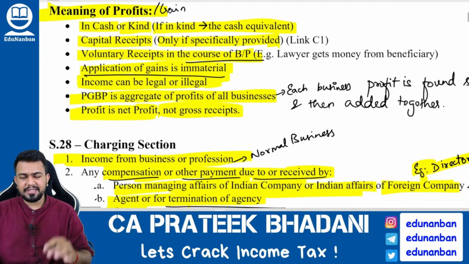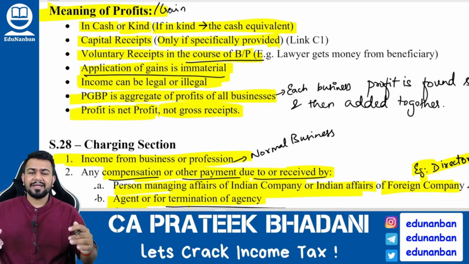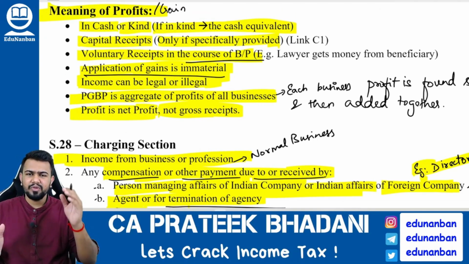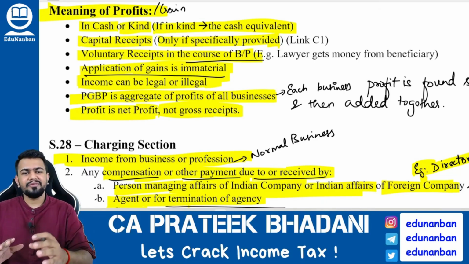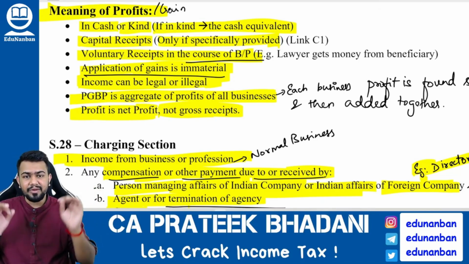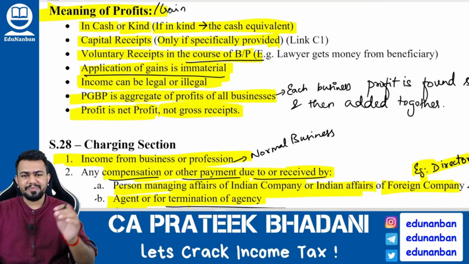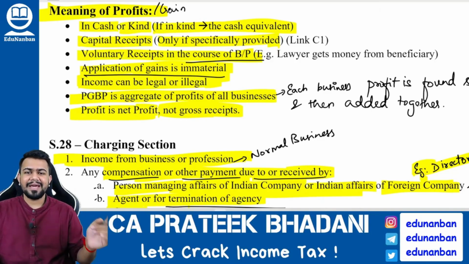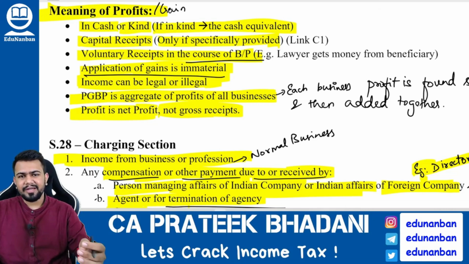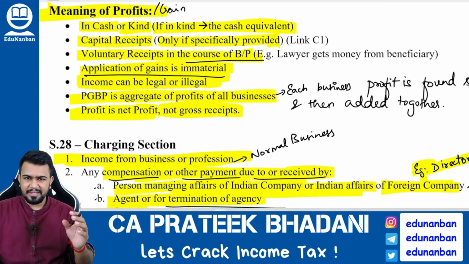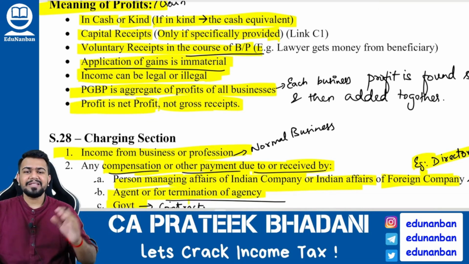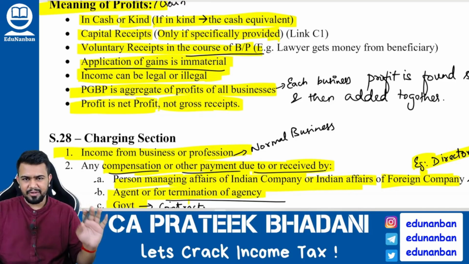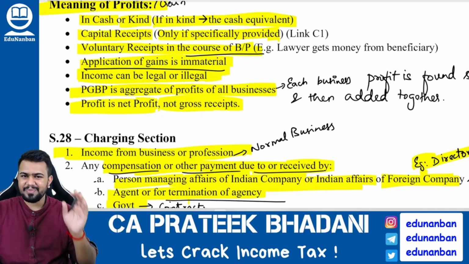Then application of gains is immaterial. For example, if I ask my client to not give me the fees but to give the entire money to charity, then also that entire money will be taxable as PGBP, because giving to charity is application of money, it is spending the money. So whatever money I am receiving will definitely be treated as PGBP. Where I spend the money does not matter at all. My income will be treated as PGBP.